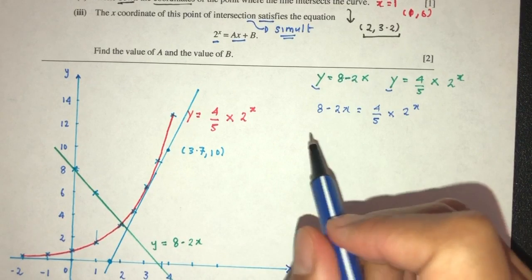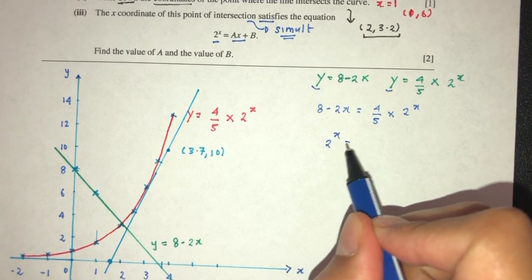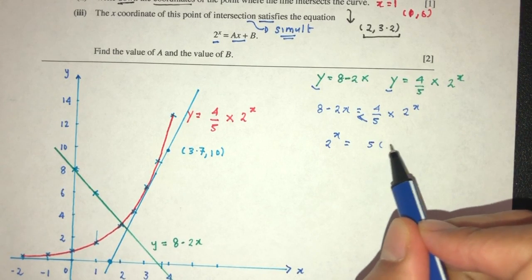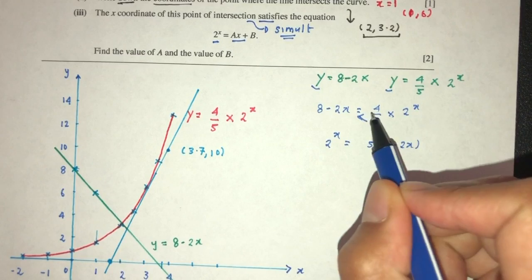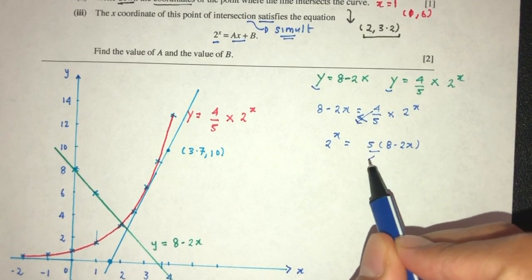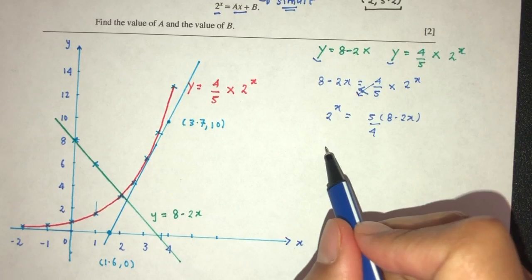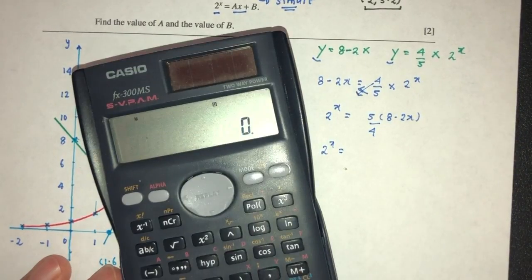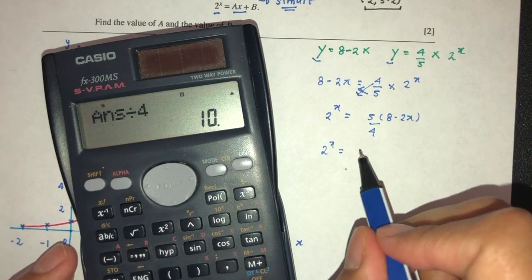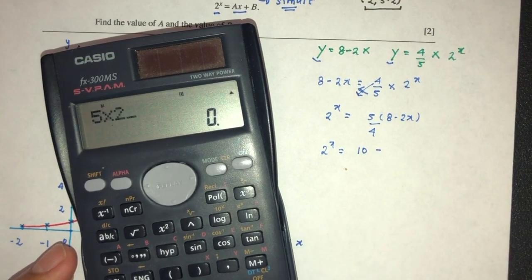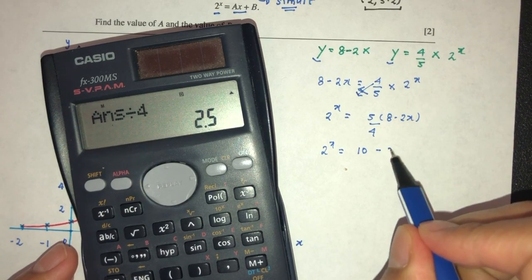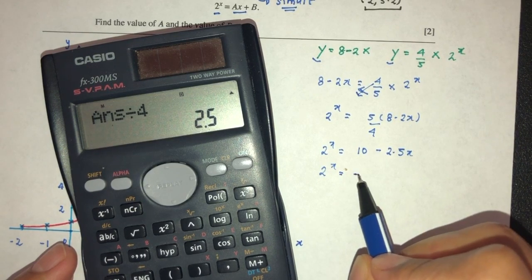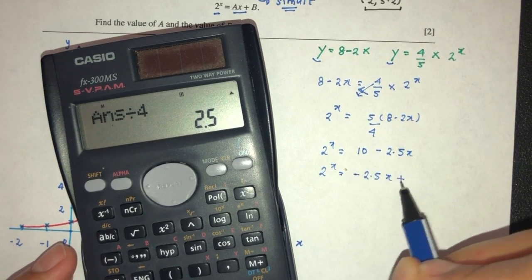So let's do that. So 2 power x is equal to, we can multiply by 5 first. That will become 5 times 8 minus 2x, then divide by 4. That will be this. Now simplify. So 5 times 8 divided by 4, that should be 10. Minus 5 times 2 divided by 4, 2.5. So 2 power x should be minus 2.5x plus 10.